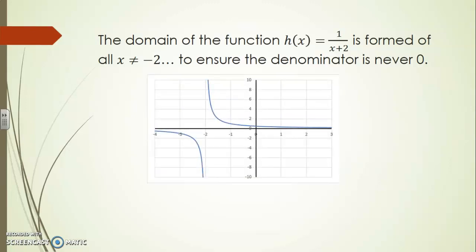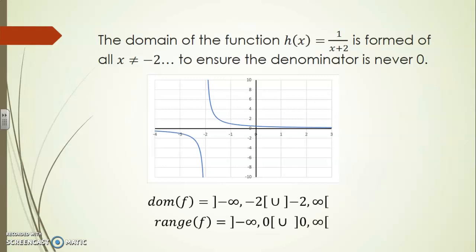Here is the graph, and notice how for an x of minus 2 there is no corresponding image, there is no resulting y value. So the domain is broken up into two intervals: from minus infinity to minus 2 exclusively, and from minus 2 exclusively to infinity. The range happens to also be divided because you'll notice that the curve never touches the x-axis, so from minus infinity to 0, and 0 and above.